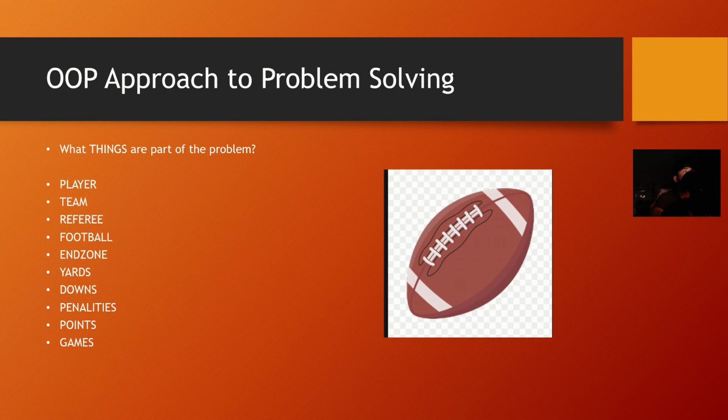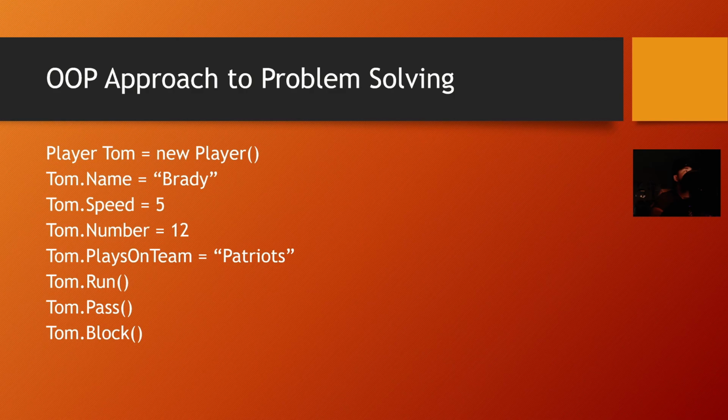OOP approach to problem solving: what are the things that are part of the problem? Player, team, referee, football, end zone, anything that's related to football. And then here you start throwing objects out, like Tom Brady, his speed, his number, his color, what team he's on, can he run past a block.